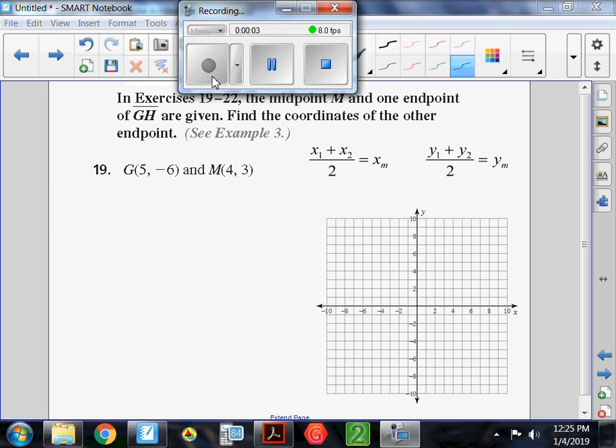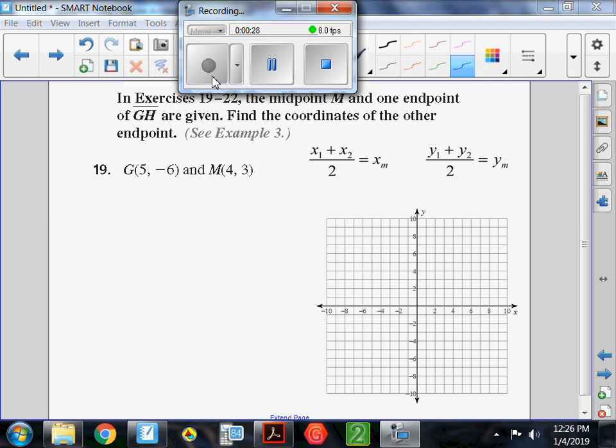For numbers 19 through 22, this is Unit 7, Targets 1 and 2 homework. You're trying to find the coordinates of one endpoint when you are given one endpoint and a midpoint. There's a lot of different ways to do this. I've seen students work through it just by thinking of how far did I go left and right and how far did I go up and down and could I do that again. And I've also seen students work through it with the algebra.